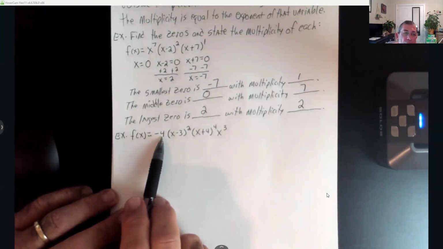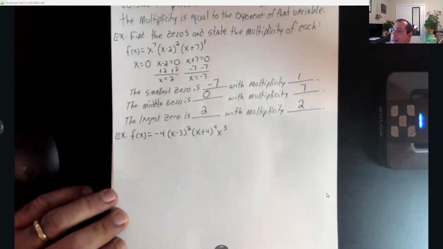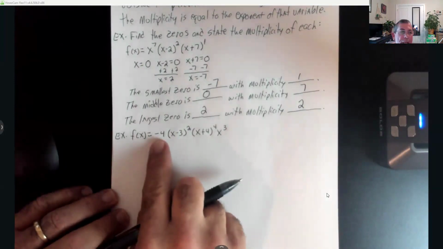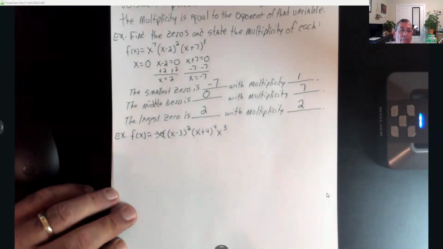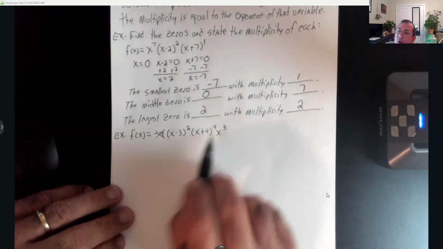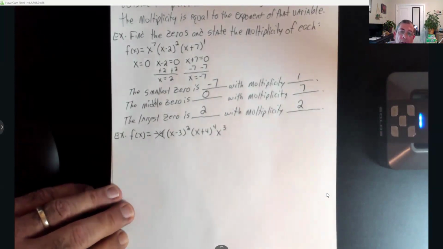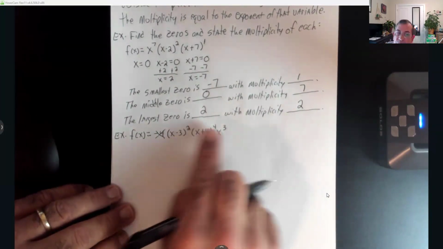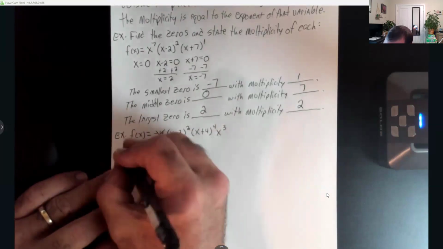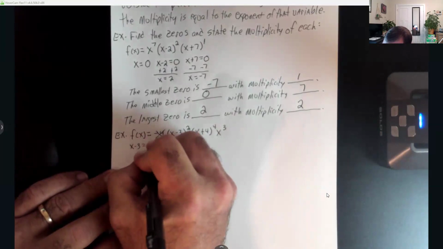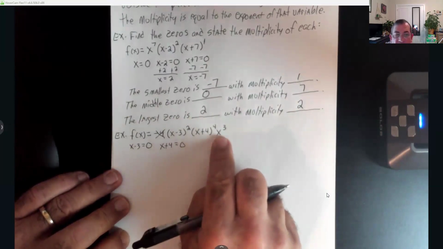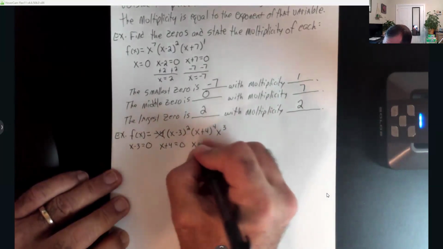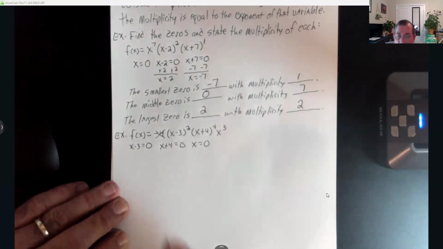There's no way you can take a constant number like this negative 4 and set it equal to 0 because it does not have a variable with it. So when they give you this single number out in the front, you might as well cross that thing out because it has to have a variable to be a 0, okay? So notice, I got 3 factors actually, not 4. So I would set x minus 3 equal to 0. I would set x plus 4 equal to 0. And then on my single term, I would set x equal to 0.